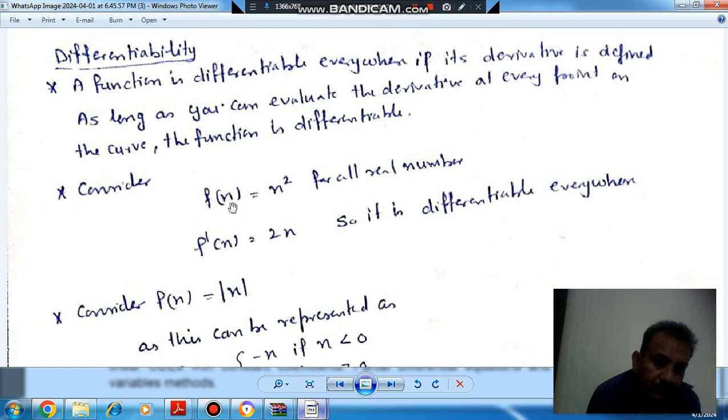Suppose we have the function f(x) = x², that is for all real numbers, and the differentiation is 2x. So it is differentiable at all points, for all real numbers.